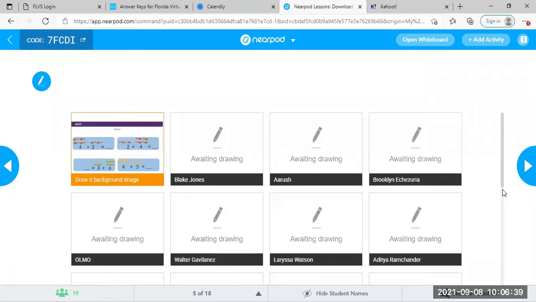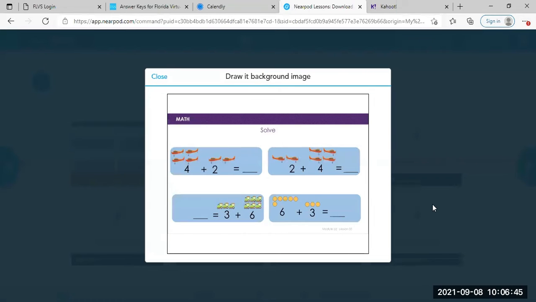Now, we have a quick review. How fast are you? In this review, I'll open it just a little bit bigger. You'll notice 4 problems, and they already have models. Look how easy we made this for you. The models are already drawn.